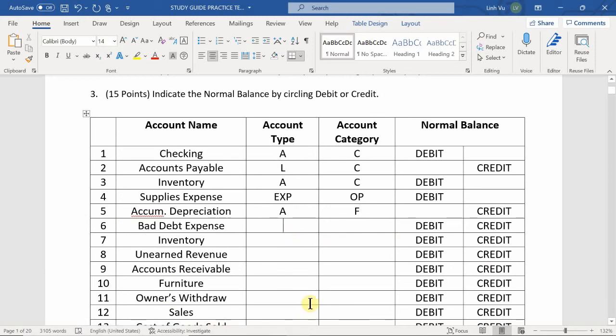What about bad debt expense? It is expense. And it is operating expense? Correct. Operating expense, yes. So what kind of balance would this normally have? It is a debit. Yes. More than likely, most expenses are, in fact, debited. Okay? And I have inventory in here twice, so excuse me for that one. We could skip that one.